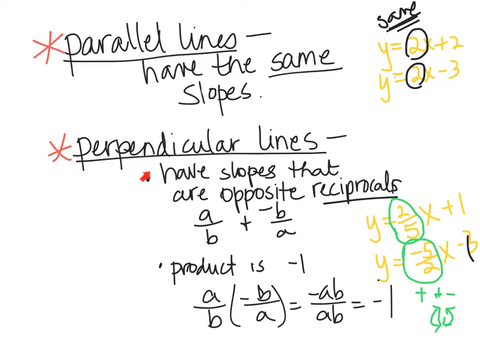Perpendicular lines have slopes that are opposite reciprocals, like a over b and negative b over a. So in numbers, this is 2/5, and this would be negative 5 over 2. Okay, so those two would be perpendicular lines. Also, when we multiply those two slopes together, the product is negative 1. Like a times negative b is negative ab, and b times a is positive ab, and that equals negative 1.